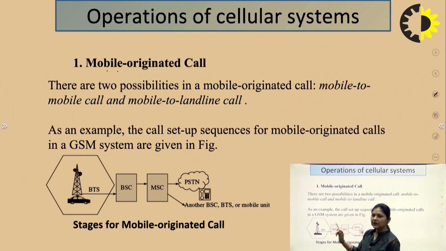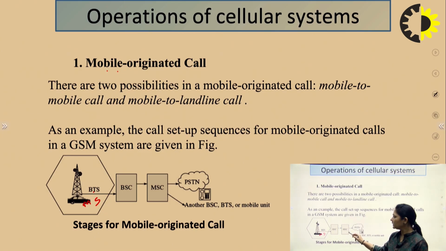As you can see, and as we had discussed in the last video also, we are having a particular cell, in which we are having the BTS, base transceiver station. This is our mobile station, and this is connected to the BSC, the BSC is connected to the MSC, and this is connected to the PSTN, and it is connected to another BSC or BTS.